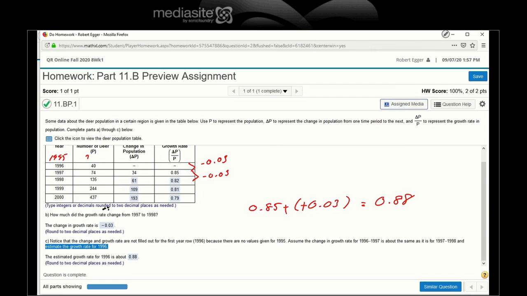There we go. You can also look at it as change of growth rates would be whatever 0.85 minus, here's my x, don't know what it is, but that would have to be minus 0.03 also. I subtract 0.85 from both sides. Of course, go to the negative on both sides, we get the same thing.